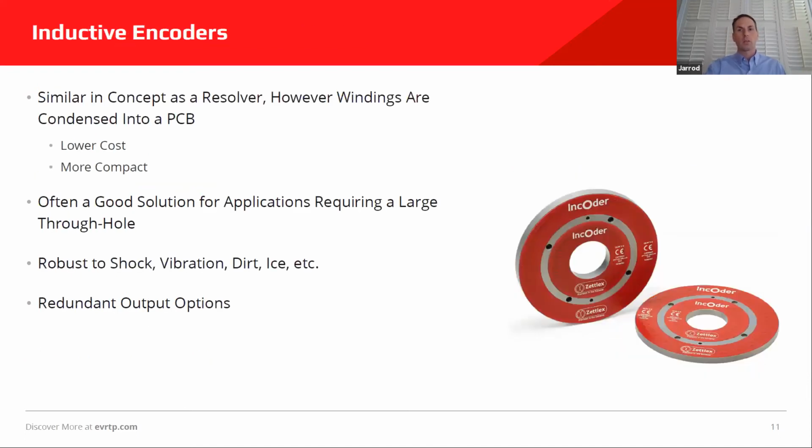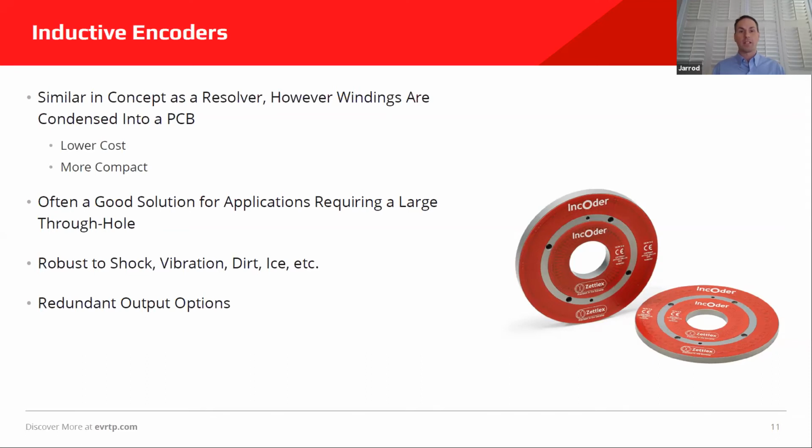Last but not least, we'll talk about inductive encoders. Inductive encoders are similar in principle to a resolver. However, the windings are condensed into a PCB, resulting in an end product that's lower cost, more compact, and easier to install. Although the two-plate form factor of some inductive encoders might look similar to a capacitive encoder, from a practical standpoint, there's many differences.